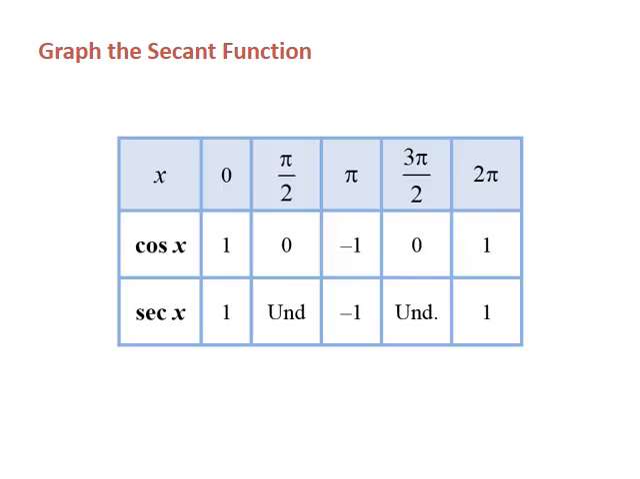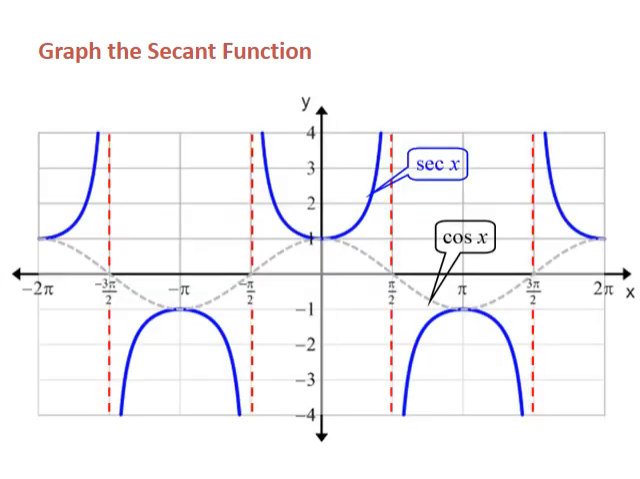Here we just have a chart like we did before. If we plot these points, we end up with this. Again, what we'll do is graph cosine. Wherever cosine touches the baseline, or the x-axis, that's where the asymptotes will occur for the graph of the secant function. And wherever the maximums and minimums occur, that's where the maximum or minimum of the little branch will be. So this is why it's important to know how to graph sine and cosine.